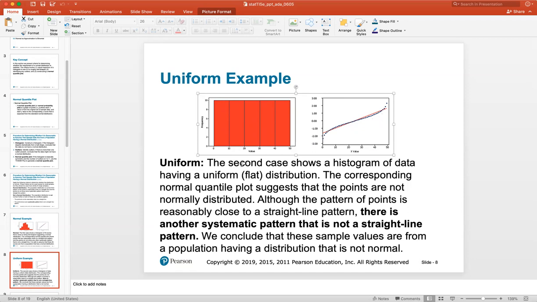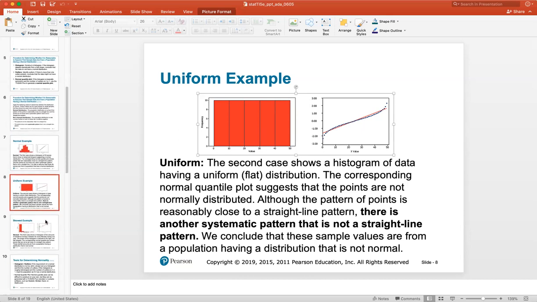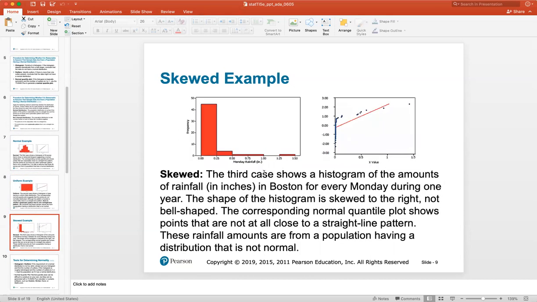The second case shows a histogram of data having a uniform, flat distribution. The corresponding normal quantile plot suggests that the points are not normally distributed. Although the pattern of points is reasonably close to a straight line, there is another systematic pattern that is not a straight line pattern. So we conclude that these sample values are from a population having a distribution that is not normal. And then the last case is this. Now look at the histogram. It's skewed to the right, right?